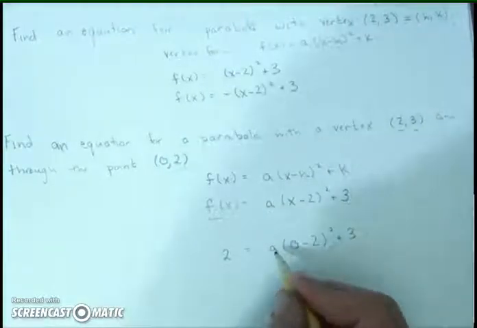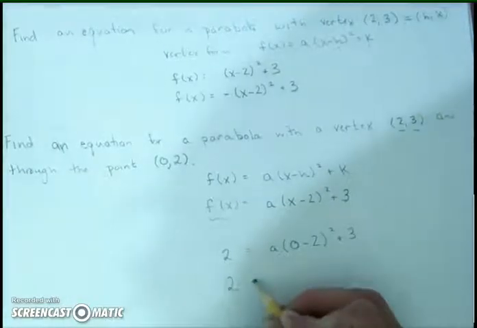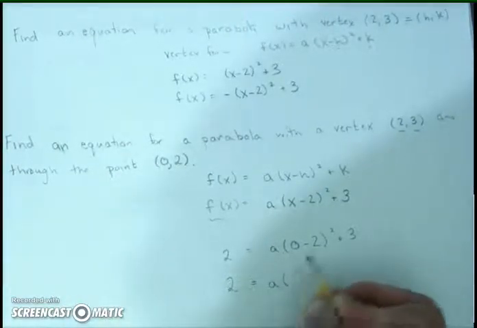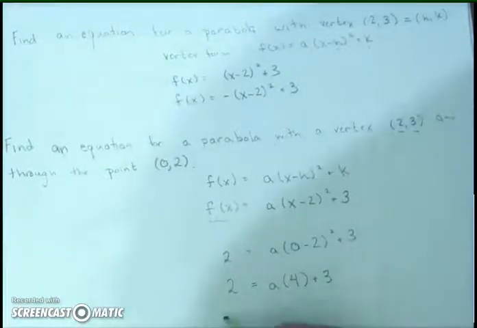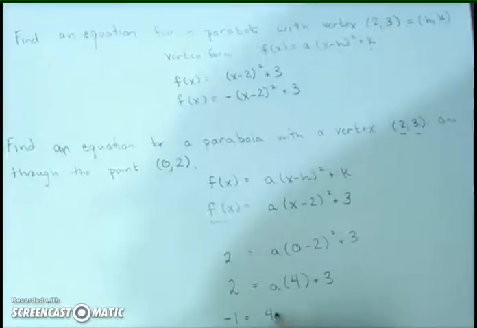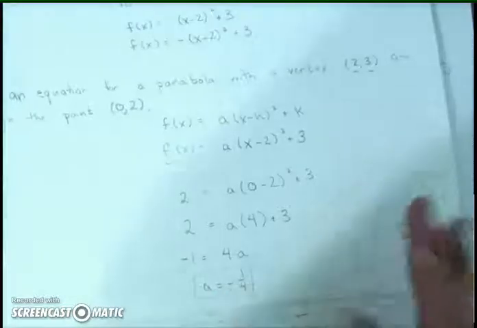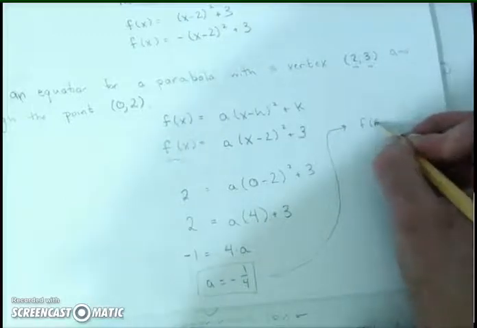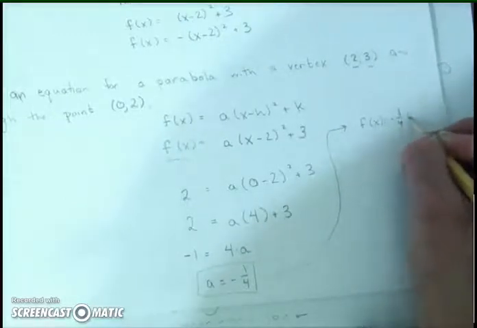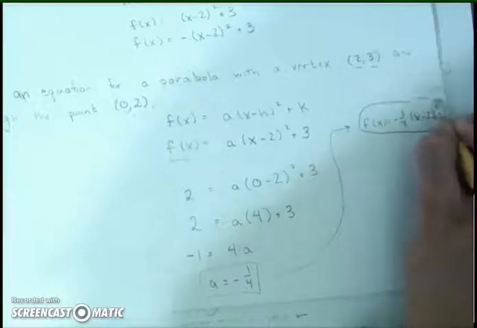And now I have an easy equation with a single variable, a, and I'm just solving for a. So I have 2 equals a times (-2)^2, which is 4, plus 3. I'll bring the 3 over, so I have negative 1 equals 4a, and so a equals negative 1/4. So I found a value for a. Now I plug it back in, and I find that f(x) = -1/4 (x - 2)^2 + 3 is the desired equation, the one we were looking for.